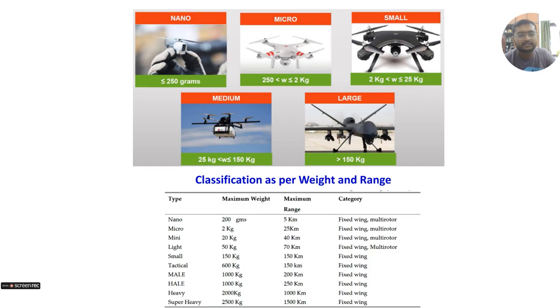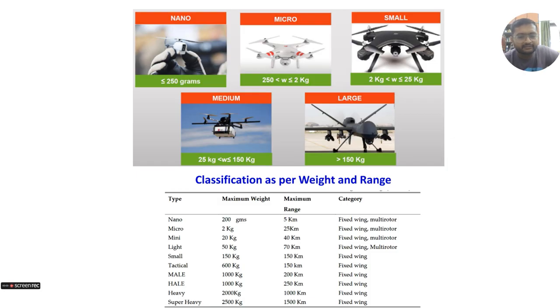DGCA. Then classification as per weight and range. That is another table. You can see nano, micro, mini, light, small, tactical, small, heavy and super heavy. Keep in mind some words like tactical, male, and hale, because those are not general. Nano, micro, small, medium, large is there, and you can arrange them properly according to their weight or range categories.